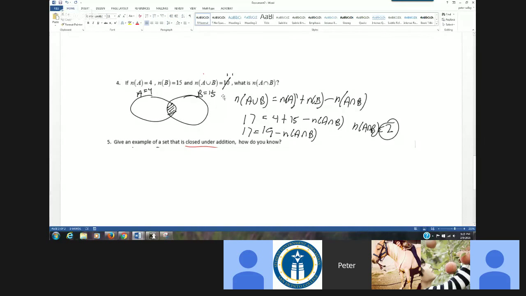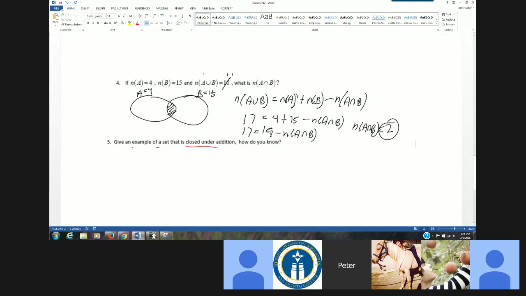And so the formula that I'm expecting you guys to know is this one right here, that the number of elements in the union is the same as adding the elements in each set, so set A plus set B, and then subtract off the intersection. And so for us, it's just a formula that we plug in the numbers. So I said there are 17 elements in A or B. There's 4 in A, 15 in B, minus this intersection, and that's what we're solving for.